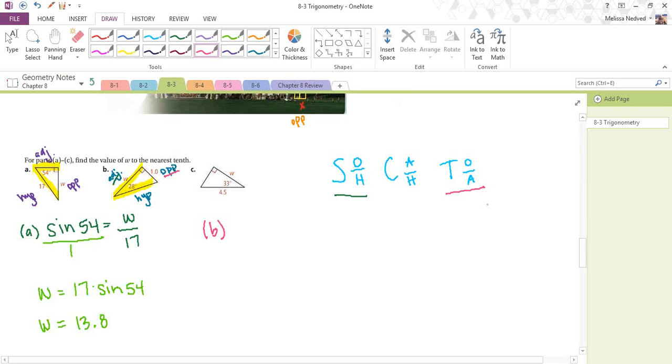Which one uses opposite and adjacent? Well, tangent does. Tangent is the only one that doesn't use the hypotenuse. So let's set up our trig function. Tangent of my angle, 28 degrees, equals opposite, which is 1, over adjacent, which is W.